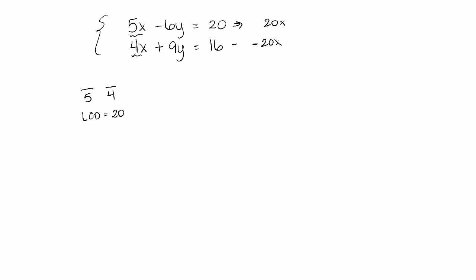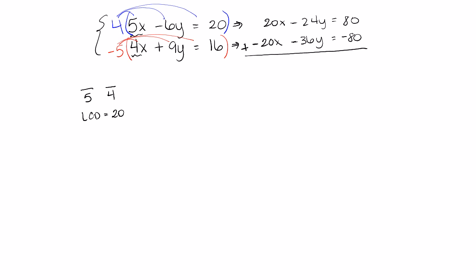So in order for that to happen, you would have to multiply the first equation by 4 and the second equation by -5. So if I distribute this 4, I'm going to get 20x minus 24y is equal to 80. And then if I distribute the -5, I get -20x minus 36y is equal to -80. So now when I add these two equations together, the x's eliminate, and I have -60y.